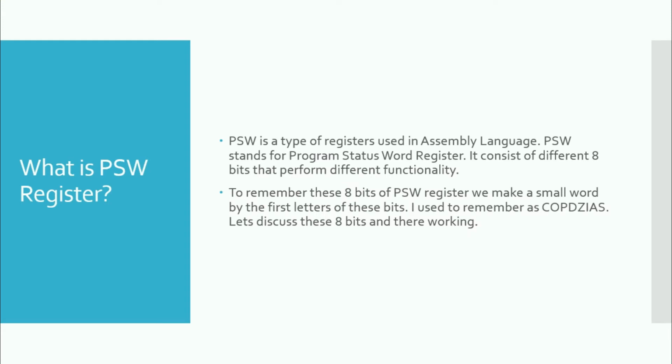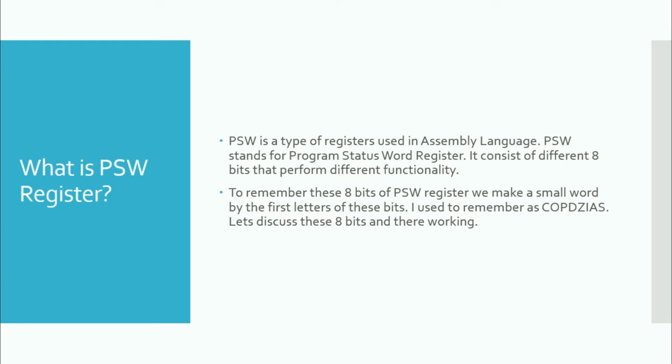First of all, what is the PSW register? PSW is a type of register used in assembly language. It stands for Program Status Word Register. It consists of 8 different bits that perform different functionality. In this lecture we will also discuss these 8 bits and their functionality.